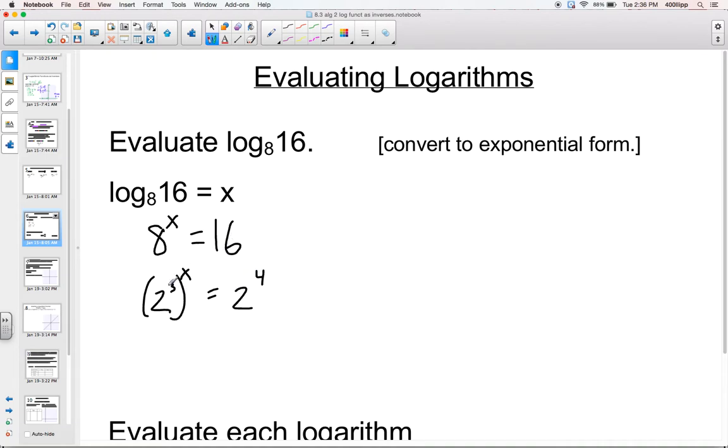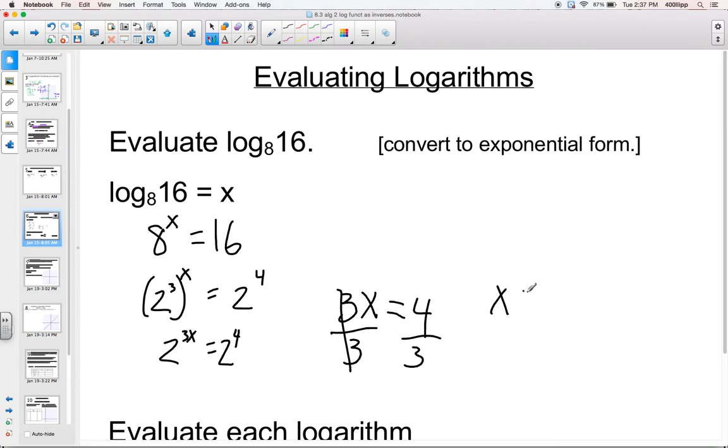We know the rule that if we have an exponent inside and outside, we multiply them out. So I have 2 to the 3x power equal to 2 to the 4th. Now that we have the same base, you just take your exponents and set them equal. So we have 3x is equal to 4, and now we solve for x. I divide both sides by 3, that will cancel, and therefore x is equal to 4/3. So log base 8 of 16 is equal to 4/3.